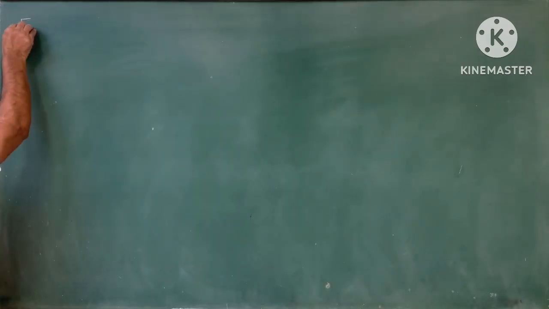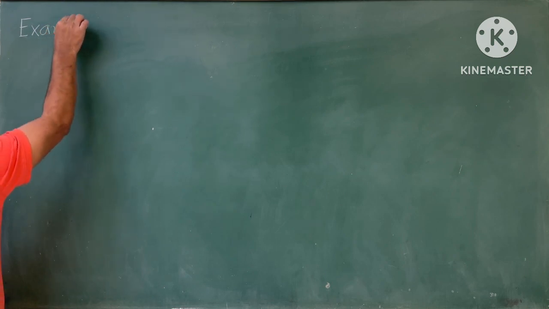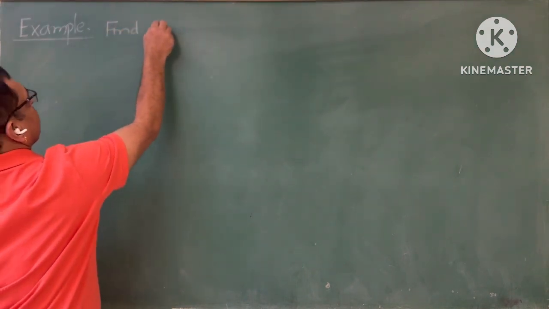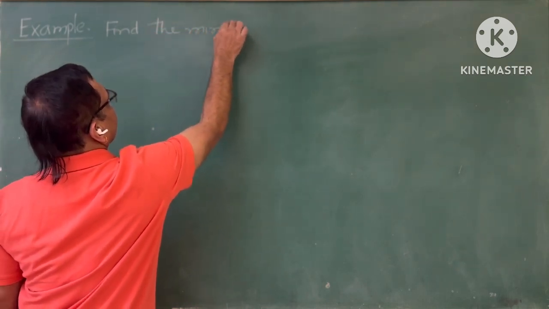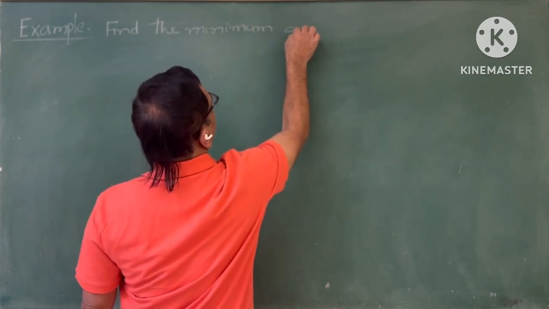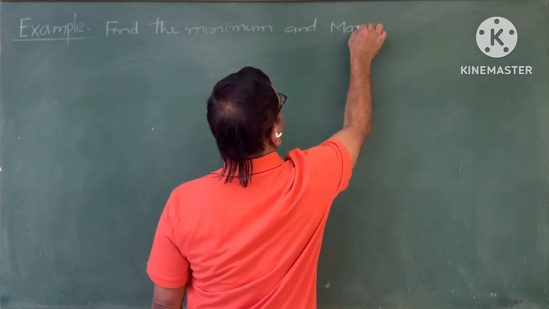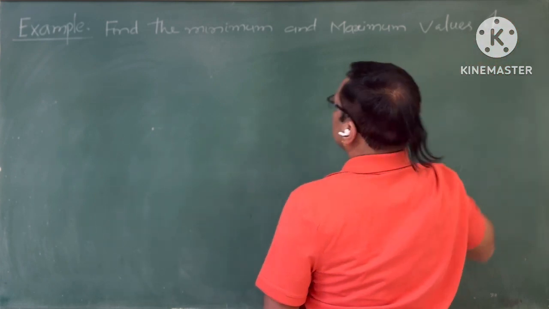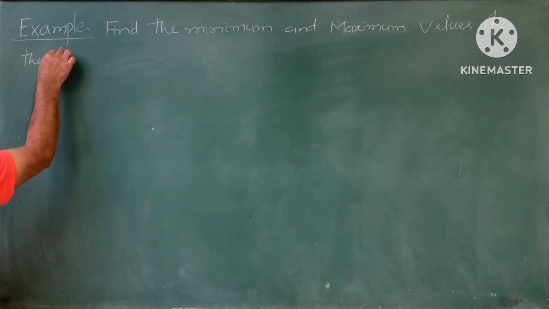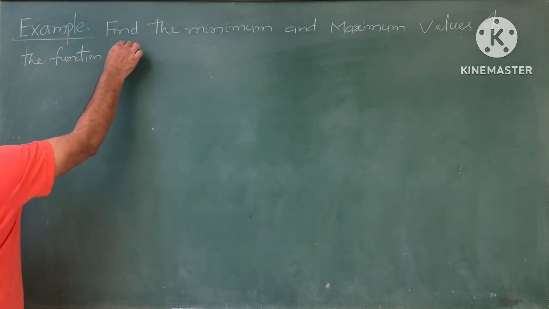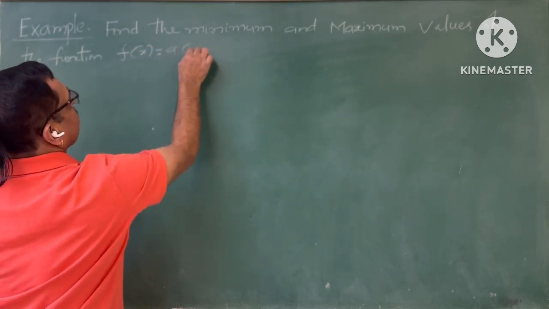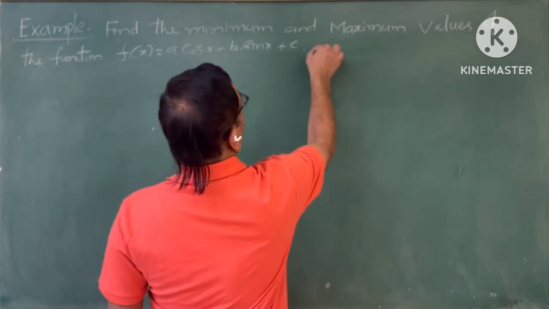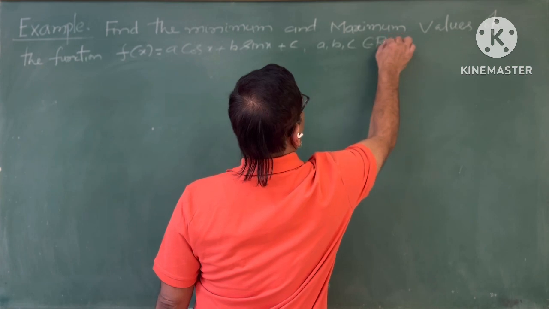So the first example, find the minimum and maximum values of the function f of x is equal to a cos x plus b sin x plus c, where a, b, c are real numbers. A, B, C belongs to real numbers.